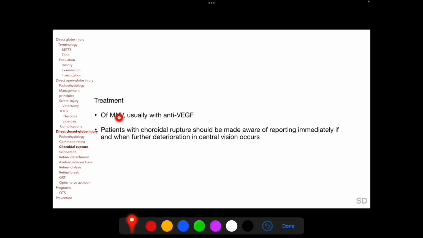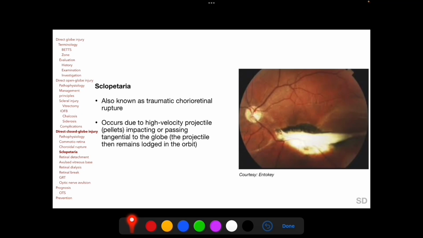Treatment of macular neovascularization occurring in an eye with choroidal rupture is usually with anti-VEGF injections, and patients with choroidal rupture should be made aware of reporting immediately if and when further deterioration of central vision occurs.